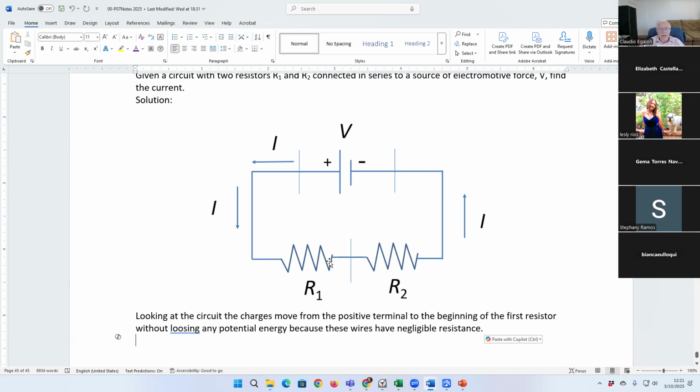By conservation of energy, V1 plus V2 must be equal to V. And all those wires that you see here in between, the power source, are considered to have negligible resistance.